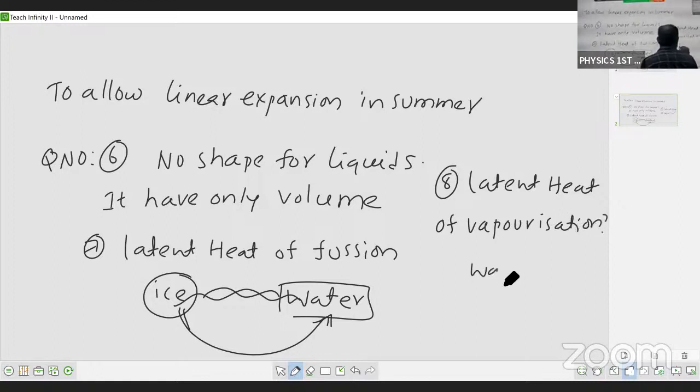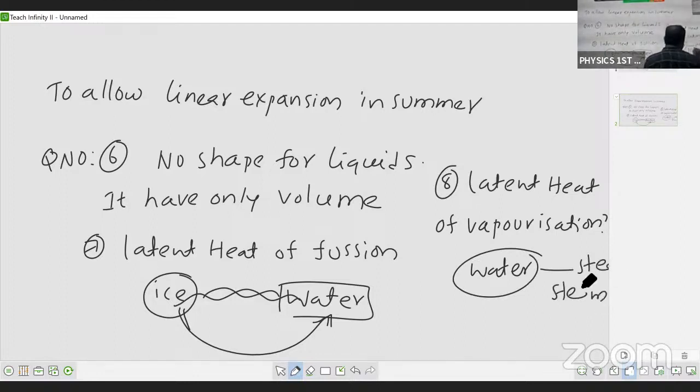This one, water to steam. When we are taking solid to liquid, the word fusion comes. The amount of heat required for water to change its state from liquid state to gaseous state, that is nothing but latent heat of vaporization. Both are the same, solid to liquid, liquid to gas. This is the latent heat of vaporization.